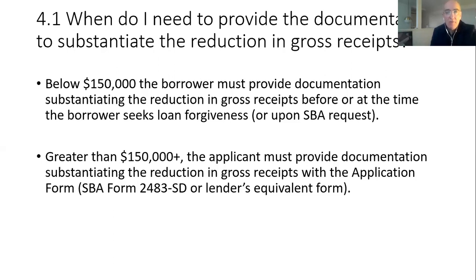However, if your loan value is greater than $150,000, you have to provide the documentation substantiating the reduction in gross receipts with the application form. And that's normally known as SBA form 2483 or the lender's equivalent form. But what I'm stressing here is the lender, the bank, is not able to process your application without that documentation. If the loan is above $150,000, you'll get stuck.